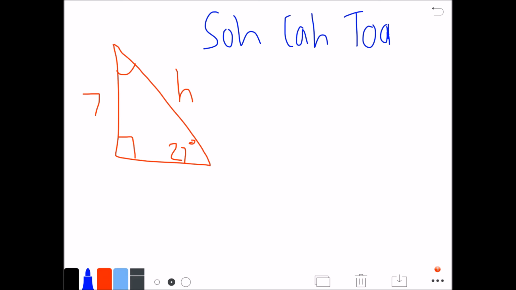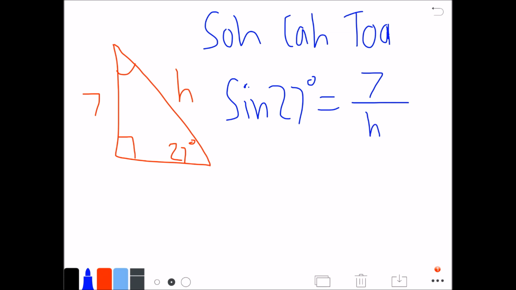And I look at the 7. Is 7 adjacent to the 27-degree angle, or is it opposite? Well, the side 7 is opposite to the angle 27 degrees, so you would know to use sine. So sine of 27 degrees equals 7 over h, right? 7 is opposite, and h is the hypotenuse. And now solve for h using algebra.